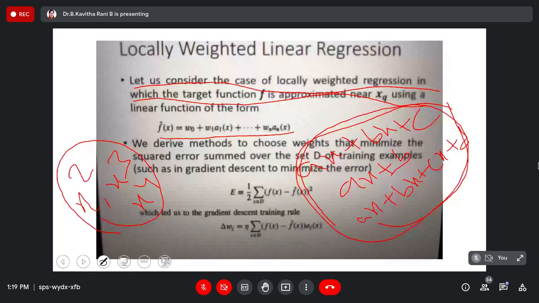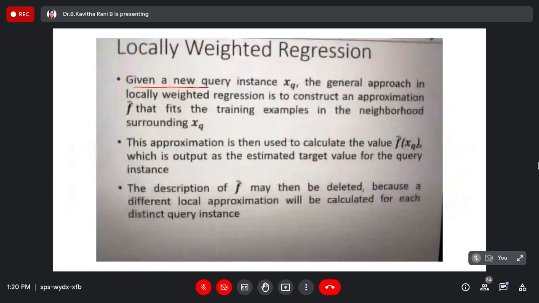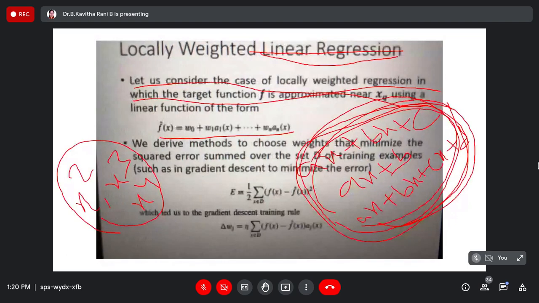So it is a linear equation. The target function will always be a linear equation in the case of linear regression. So here we are using linear regression, and when we use linear regression we will be using different types of linear equations only. So this is one of the linear equations that we are considering here.